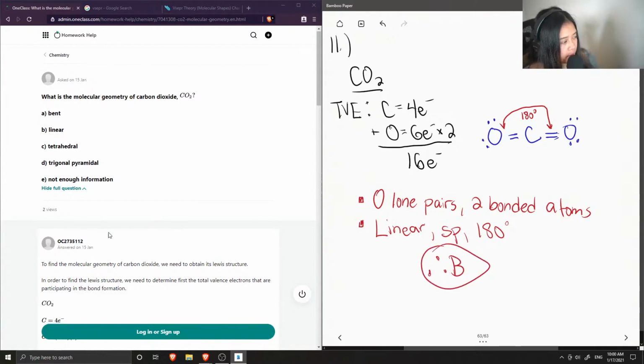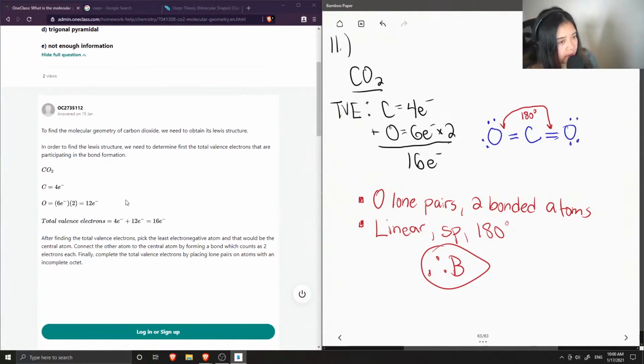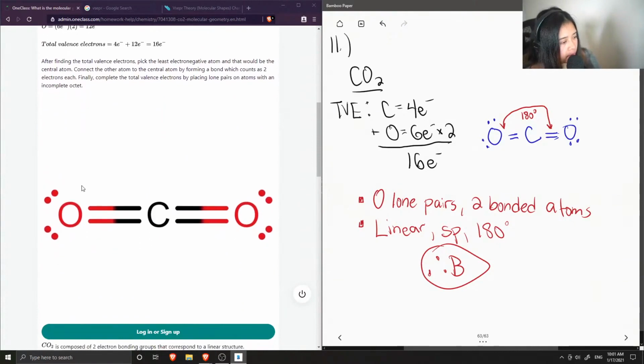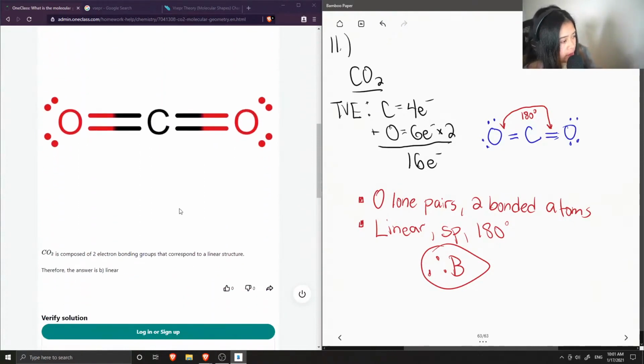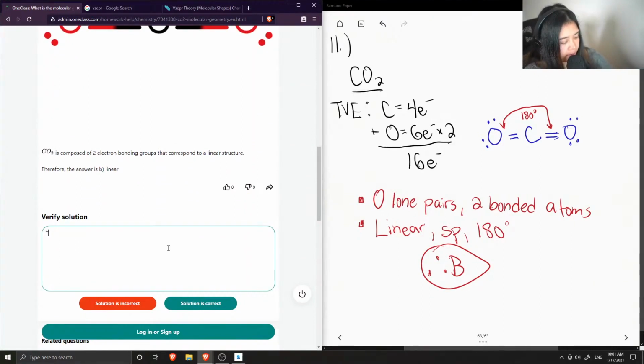So our junior tutor said to find the molecular geometry of carbon dioxide, we need to obtain its Lewis structure. So they counted out their valence electrons to get 16. And then they drew out the correct structure, which is linear. So this solution is correct.